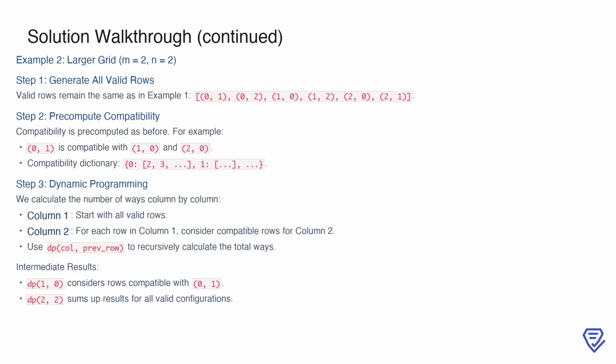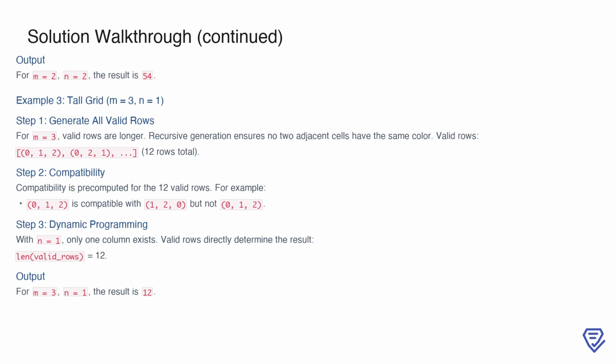For m equals 2 and n equals 2, the result is 54. Finally, let's consider a taller grid with m equals 3 and n equals 1. In this case, valid rows are longer, as each row now consists of 3 cells. Using the same recursive generation method, we ensure that no two adjacent cells in a row have the same color. This results in a total of 12 valid rows, such as 0, 1, 2, and 0, 2, 1.